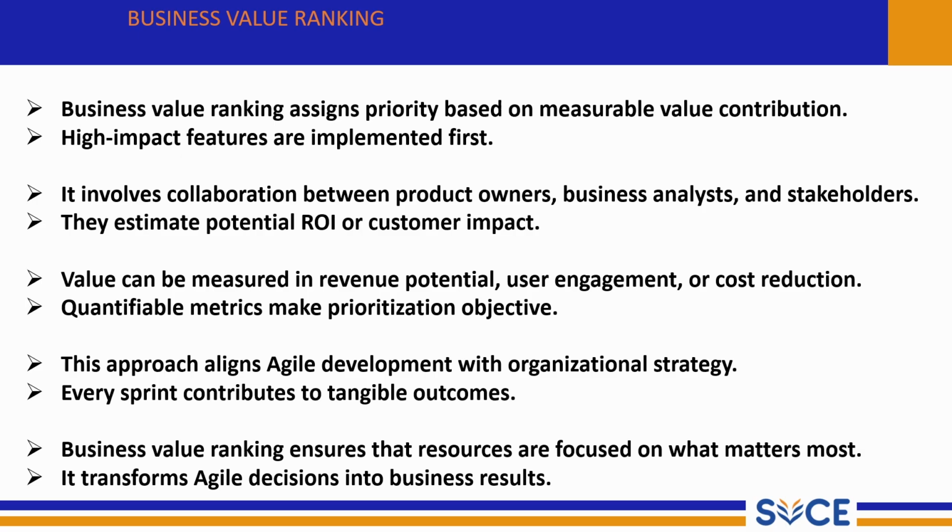Prioritization decisions become clear, logical, and justifiable. This approach aligns agile development with the organizational strategy. Business value ranking ensures that agile development supports company goals. The team always works on features that contribute to business success.